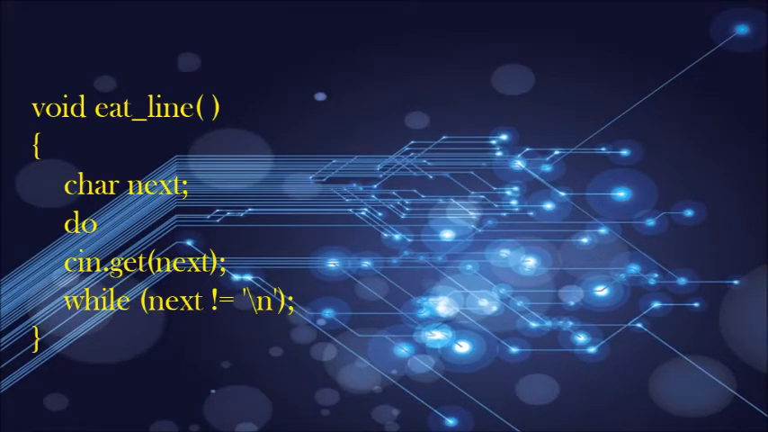Char next is the declaration of next variable as a character. This do while loop here is a loop for getting the lines. The while condition means that the loop continues as long as the next variable is not equal to null.